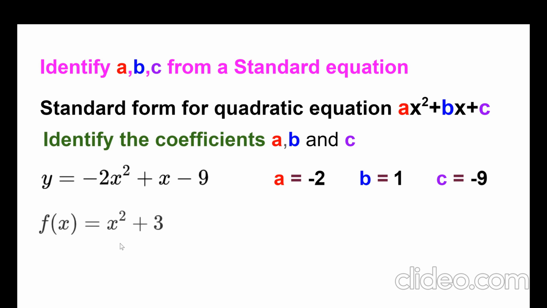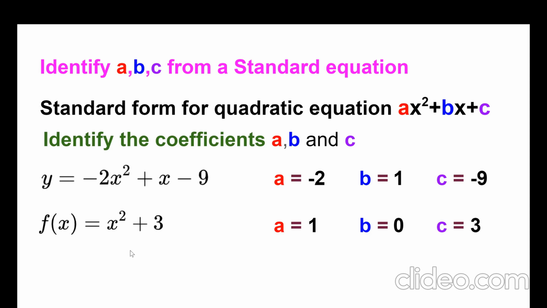What about if you have it like this, x squared plus 3? Well, the coefficient of the x squared, similar to the previous one, is a 1. And there's no x, so technically b is 0. There is no coefficient of x. And the constant term is just 3.